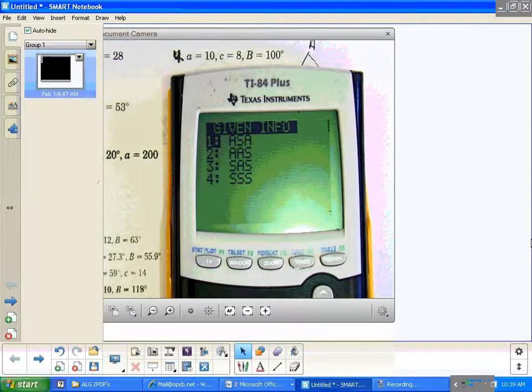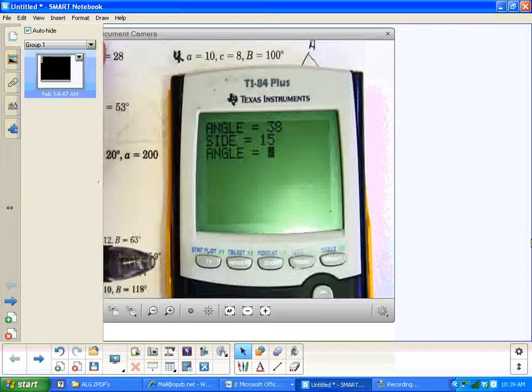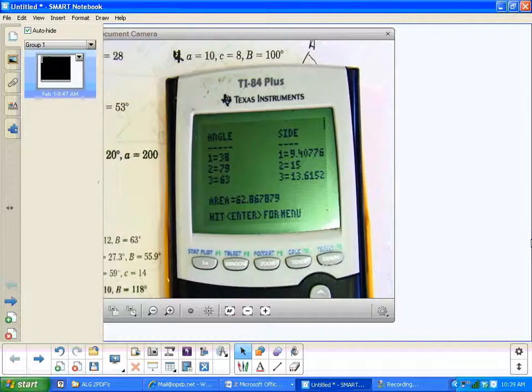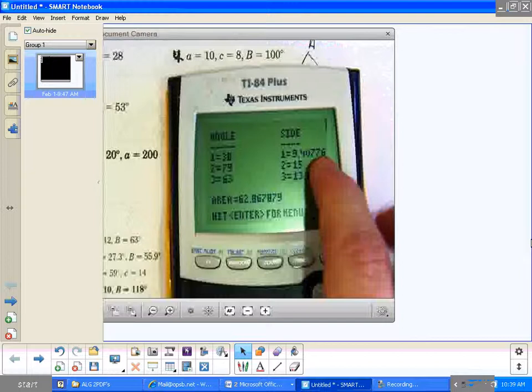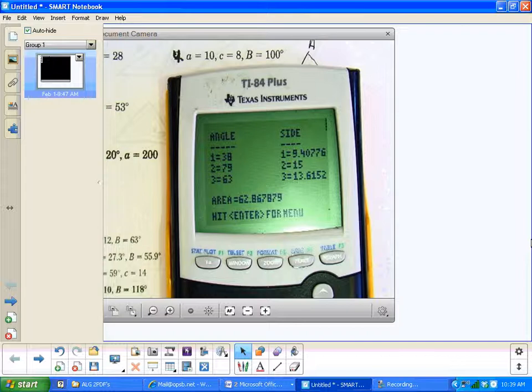So let's punch in real quick. You got 38 for one angle. The side is 15, and then the other angle is 63. Okay. So I would suggest before you even work the problem, write out what the answers are going to be so you know if you're doing it right or not. Because if you're getting it wrong, don't keep trying to find the other stuff. Like I said, I'll put this on YouTube for you, so you can work the problems along with these.